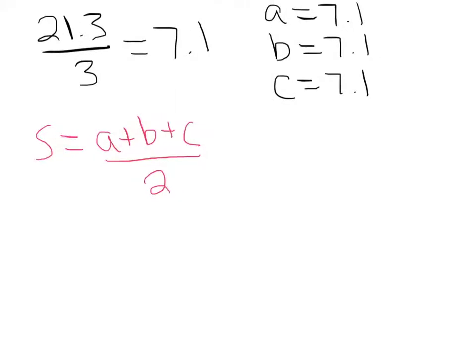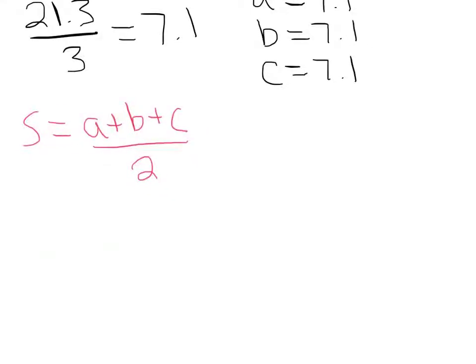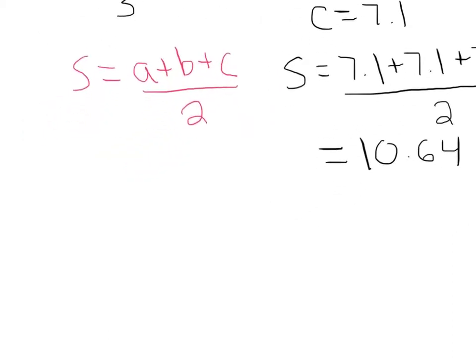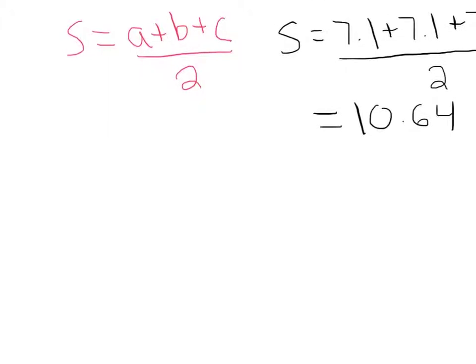Okay, so when we plug this in, we get S equals 7.1 plus 7.1 plus 7.1, all divided by 2, which gives us 10.64. Okay, so now that we found out S, we can plug that into our last equation in order to find the area of the triangle.